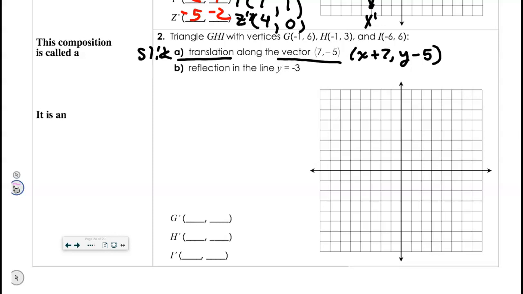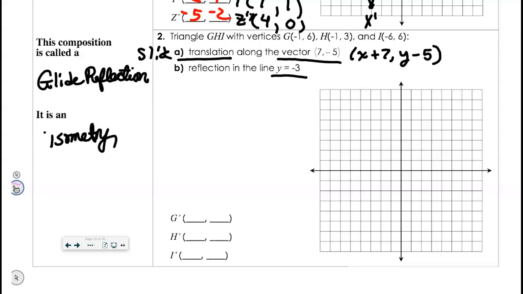I also chose number 2 because this rule is not on your note card, so we're going to deal with it. Whenever you do a translation followed by a reflection, it gets a special name in geometry. It's called a glide reflection. I don't know why they picked that one out and gave it a special name, but it is. It is also an isometry. So if you were asked, is a glide reflection an isometry, you'd say yes, but make sure you know why. It's because the size and the shape, when I slide and then flip, is not going to change.